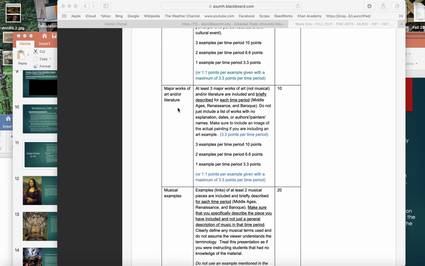Major works of art and/or literature. This is outside of music. Again, briefly described. If you are referring to a work of art, make sure it's described and you have a picture of it. Don't just have a picture and no description, and don't have a description without some kind of image as well. And also, everything that does have an image has to have information on it as well. You can't just have a slide with just a picture on it.